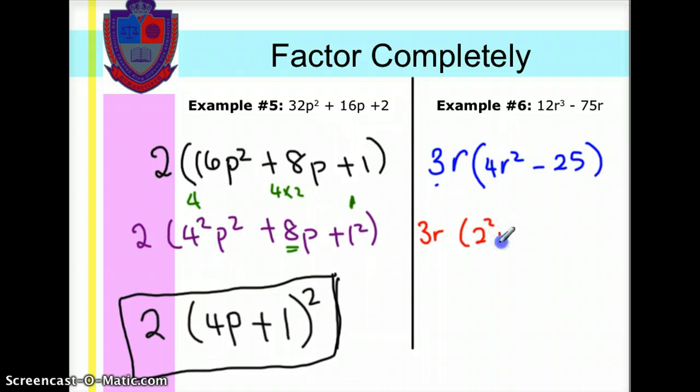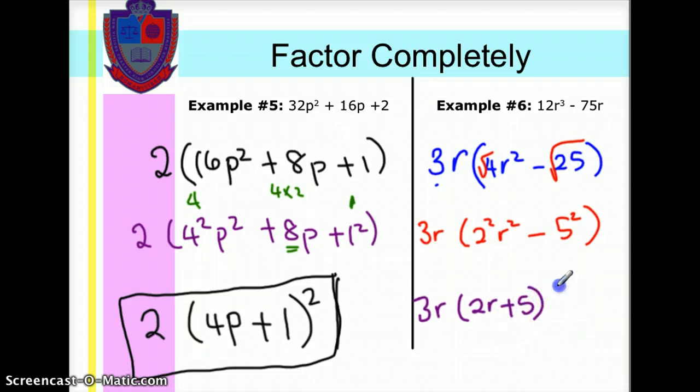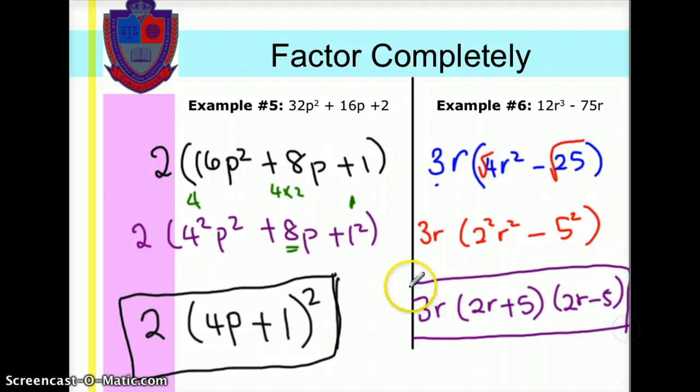This is 2 squared r squared, and this is 5 squared. All I did was take the square root of these numbers. But notice, there's no b term here, okay? There's no middle term, but this is actually what we talked about in the first part of our lesson. This is your difference of squares, so I know this is going to be 3r, and I know it's going to be 2r plus 5, and it's going to be 2r minus 5. If you're not sure, look at your difference of squares formula again. And here you go, that's it.